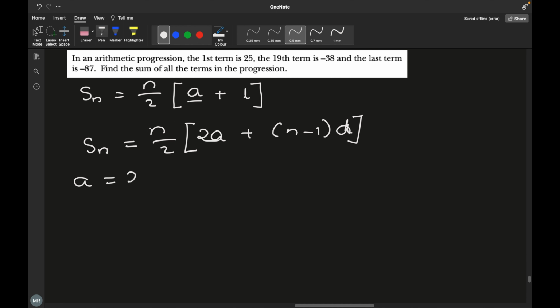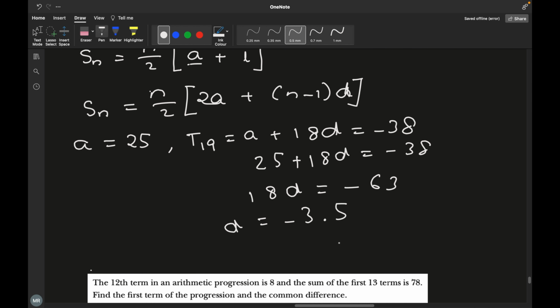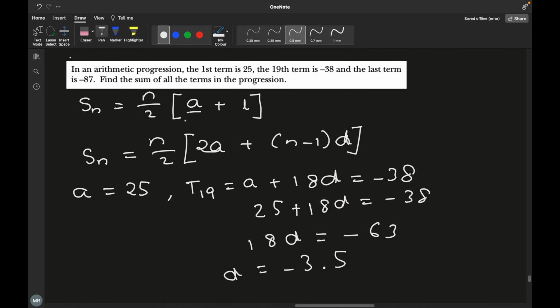We know that a is 25, and we know that the 19th term, which is basically a plus 18d, is minus 38. So we can write 25 plus 18d is minus 38. If we move this to that side, we get 18d is minus 63, and then we get d as minus 3.5. And now let's find the value of n.